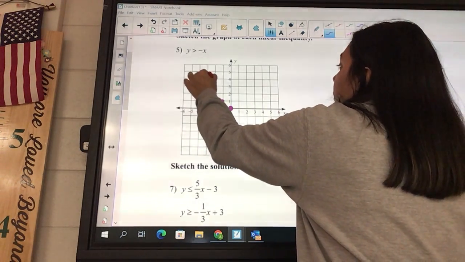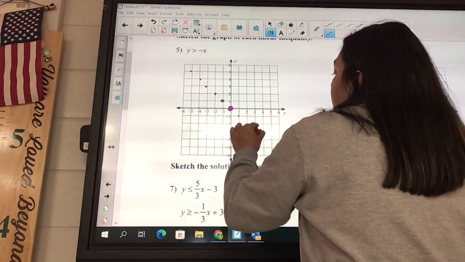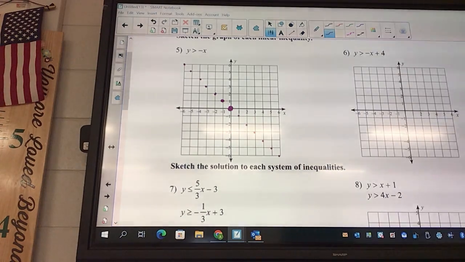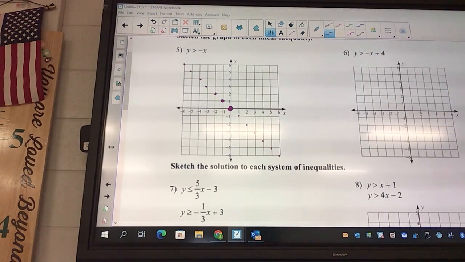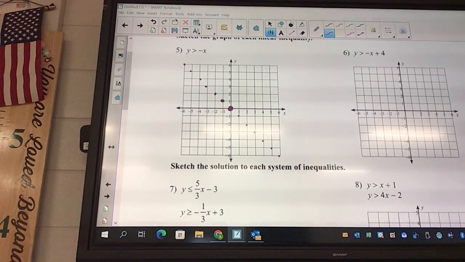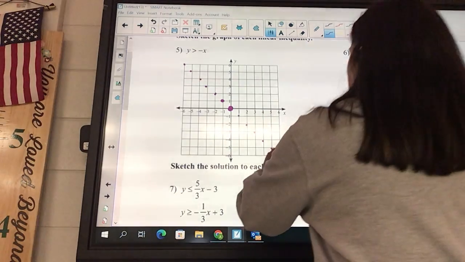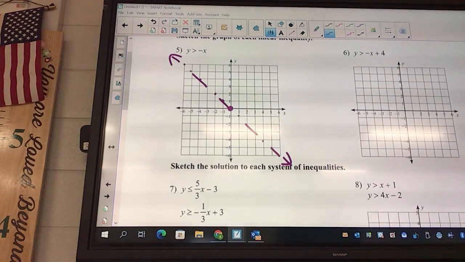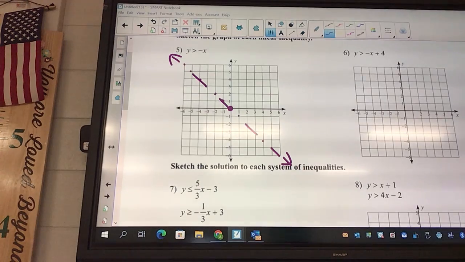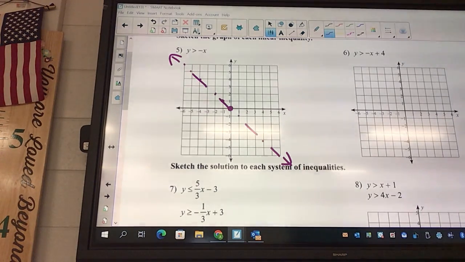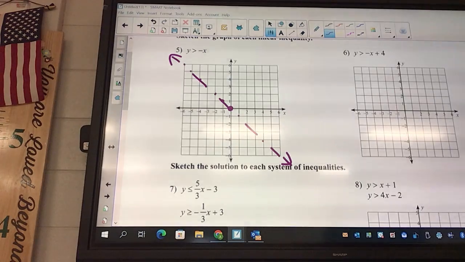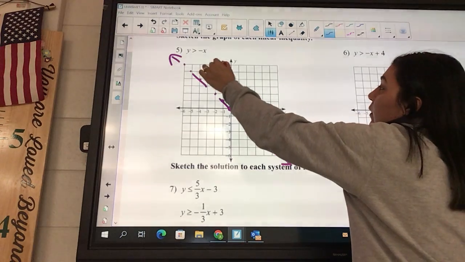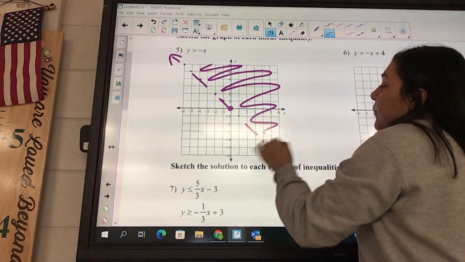So you're going to go up 1 over 1. You don't have to plot all these dots. You can plot as many as you need to get a line. Should that be a solid line or a dotted line? Dotted. Definitely a dotted line. And then this says y is what? Greater than. So are we going to shade the +6 side or -6 side? Good.